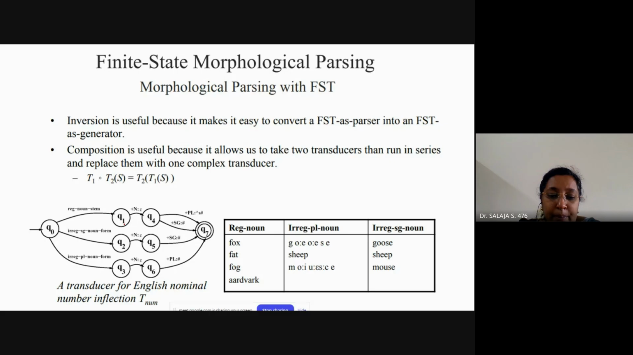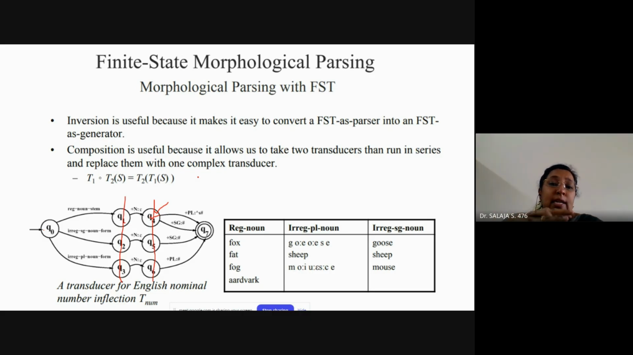You have a mapping where you have a regular noun, and then you have a particular noun here. Now, if I could map from Q0 to Q1, this becomes one state transducer, and you have another output. Now, I can take this and move to this part. So, you have a composition which takes in two transducers and replaces them with a complex transducer.